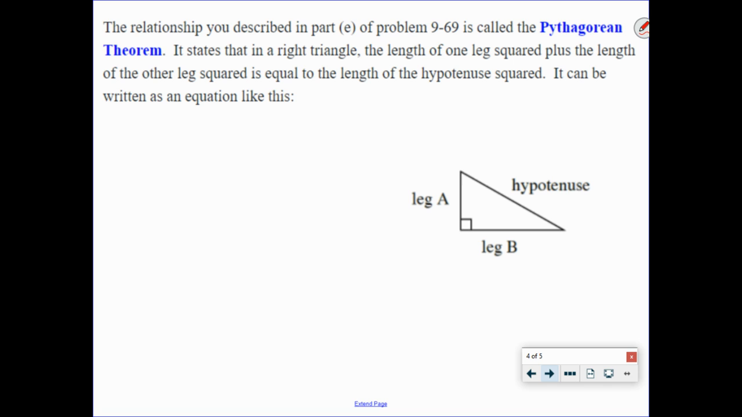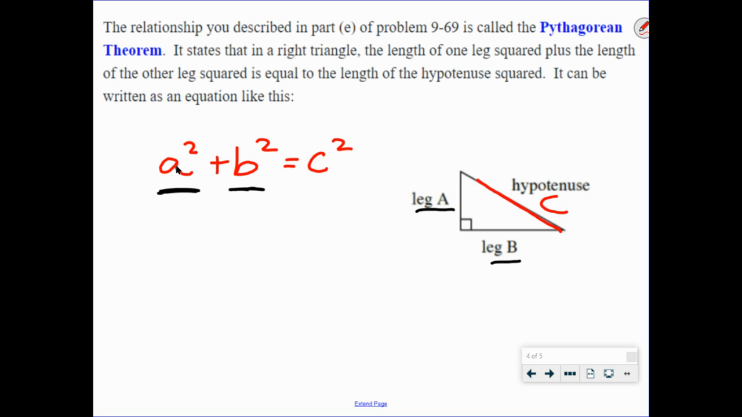So the Pythagorean theorem is this formula. Write this down, please. A squared plus b squared equals c squared. And this is referring to the legs. So leg A would be referring to the a squared, the leg B, obviously to b squared, and C is going to be the hypotenuse. That is this longest side that we just found here.